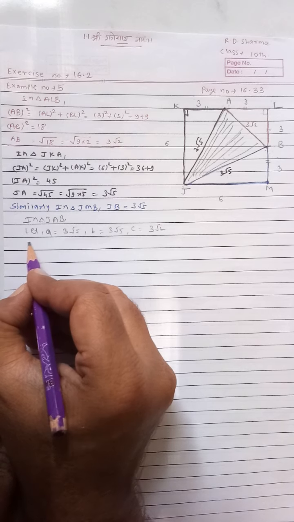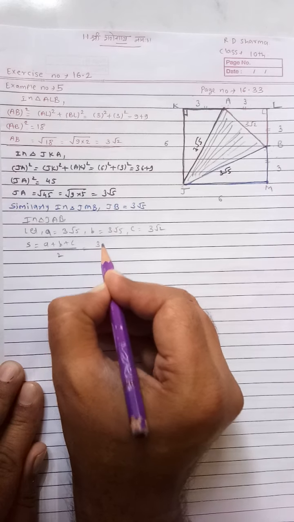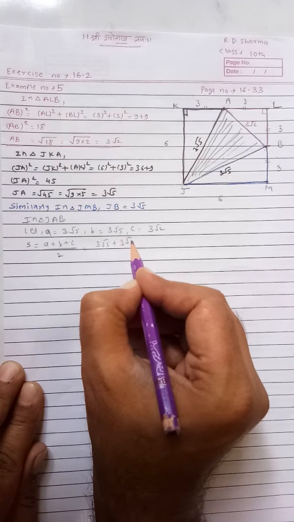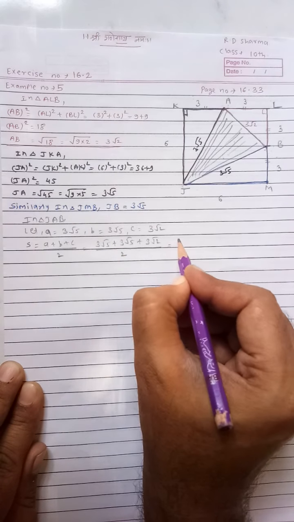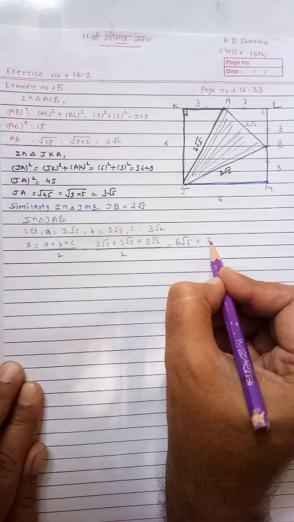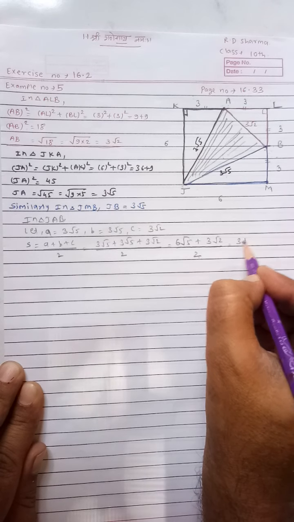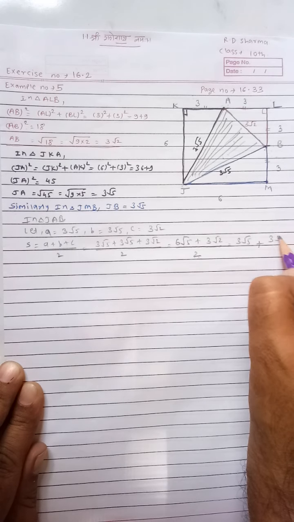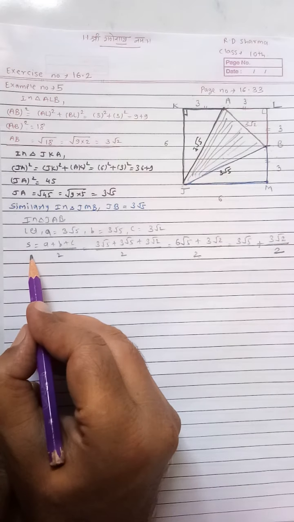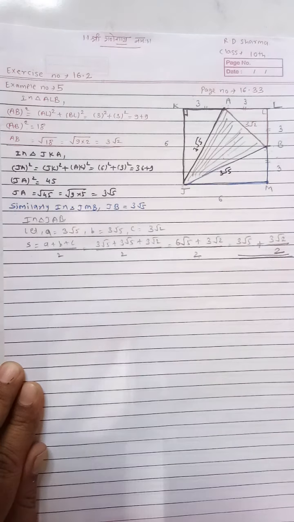At first find the semi-perimeter. Semi-perimeter equals A plus B plus C by 2. A for 3 root 5, B for 3 root 5, C for 3 root 2 by 2. 3 root 5 plus 3 root 5, that is 6 root 5, plus 3 root 2, upon 2. 6 root 5 divided by 2 is 3 root 5, but 3 root 2 is not completely divisible by 2, so taking it as it is, 3 root 2 upon 2. Means here the semi-perimeter is 3 root 5 plus 3 root 2 by 2. Then by Heron's formula, what is the Heron's formula?